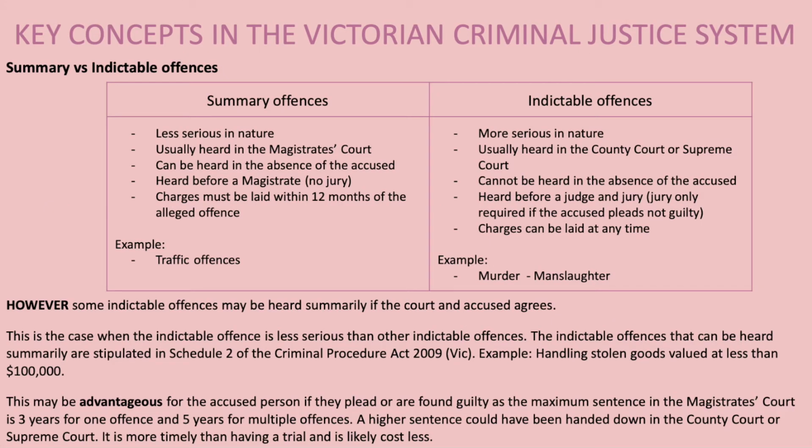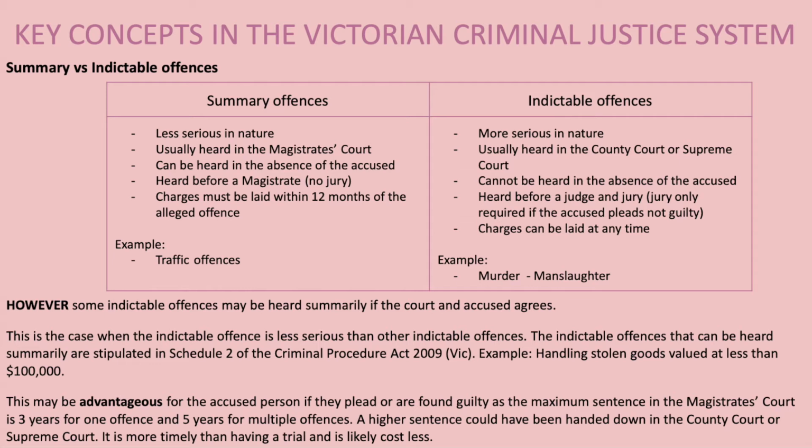Key concepts in the Victorian criminal justice system. Summary versus indictable offences. Summary offences are offences that are less serious in nature. They are usually heard in the magistrate's court and can be heard in the absence of the accused. They are heard before a magistrate with no jury. There are no juries in the magistrate's court, and charges must be laid within 12 months of the alleged offence. An example is traffic offences.